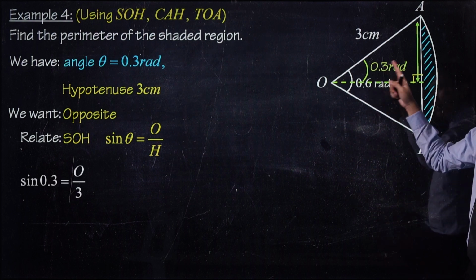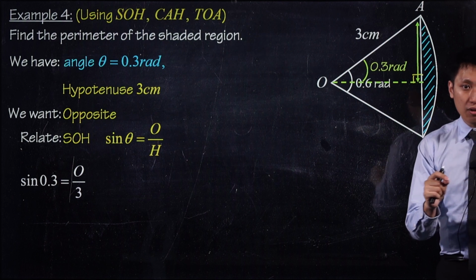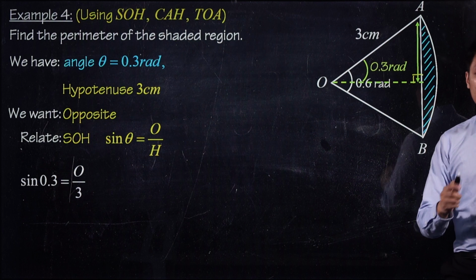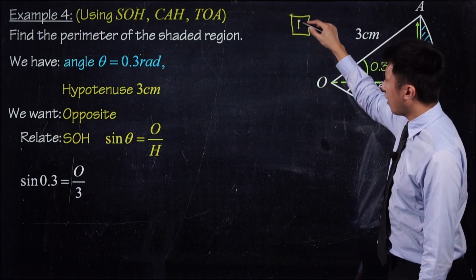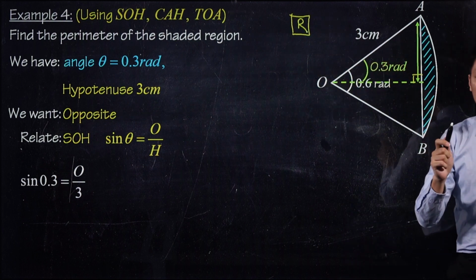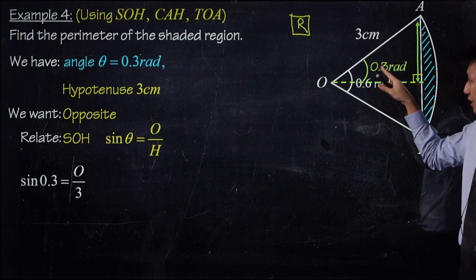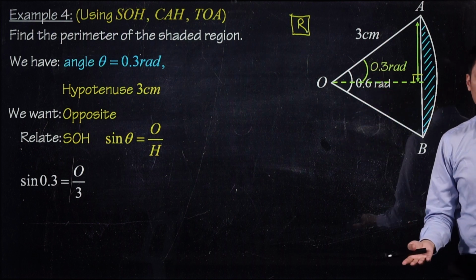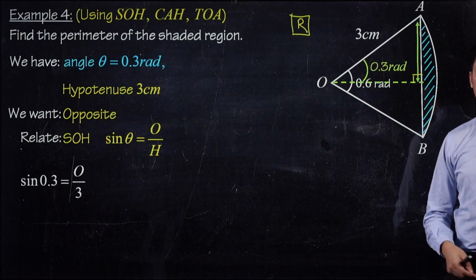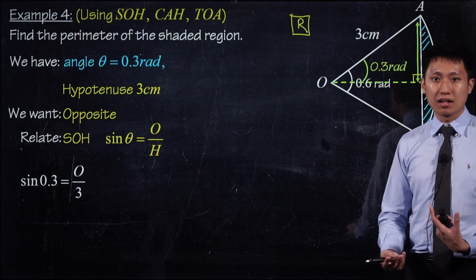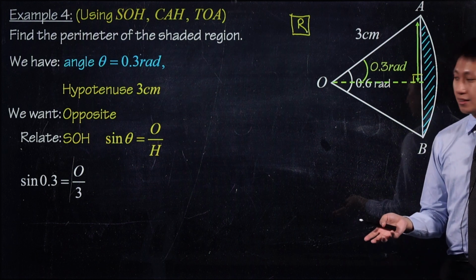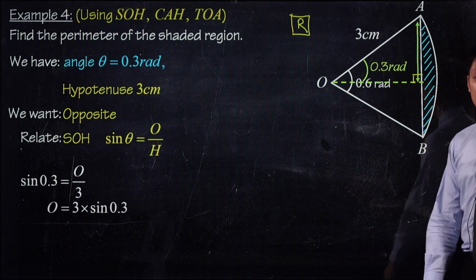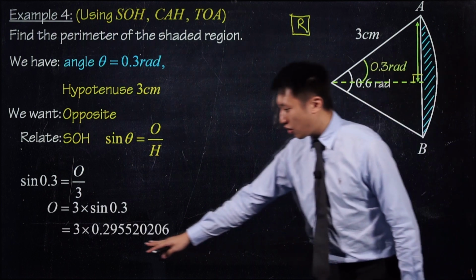So sine 0.3. Be careful now. Your calculator should be in which mode? Degree or radian? Radian. So there should be an R on top. You must change the mode before you start, because it's given in radian. If not, you change it back to degree and then do the calculation, but it's a bit redundant. You just change the mode, it gives you the answer. So sine 0.3 is O divided by 3, so O is 3 times sine 0.3, which gives you this long answer.